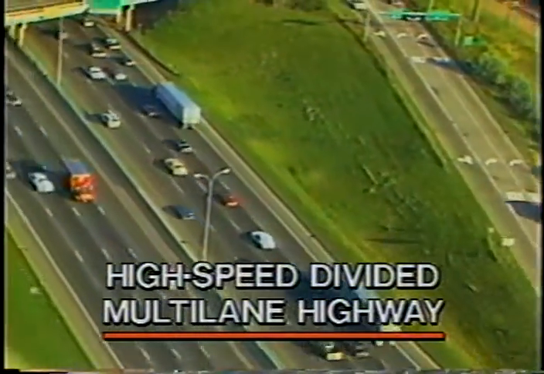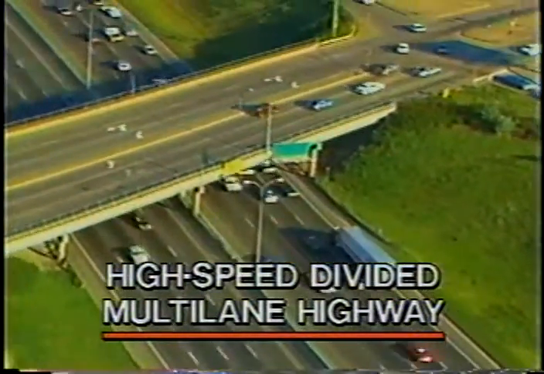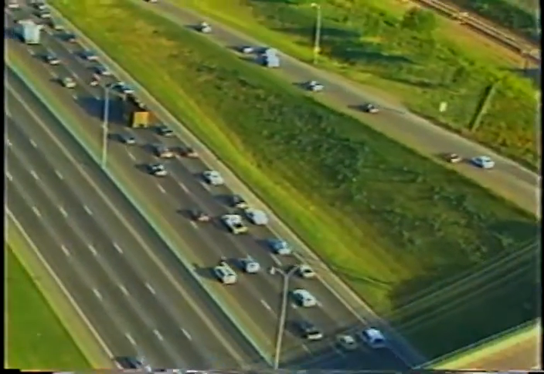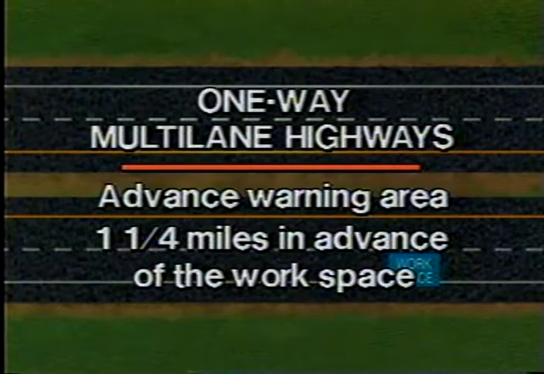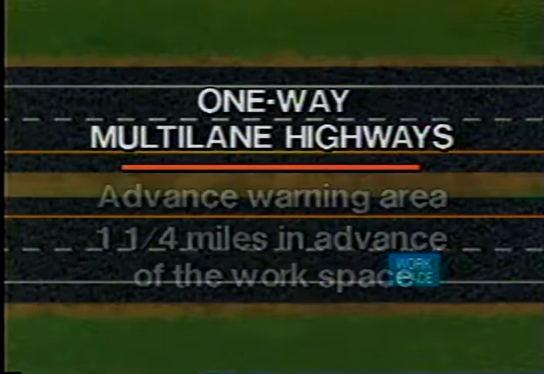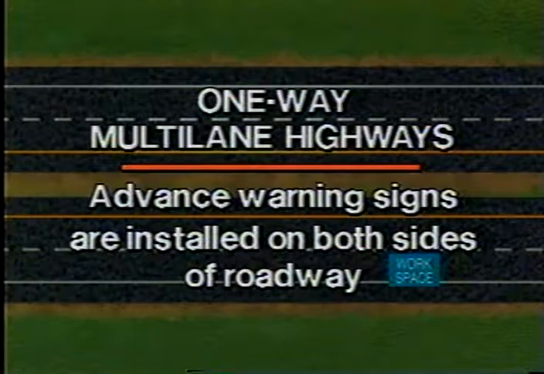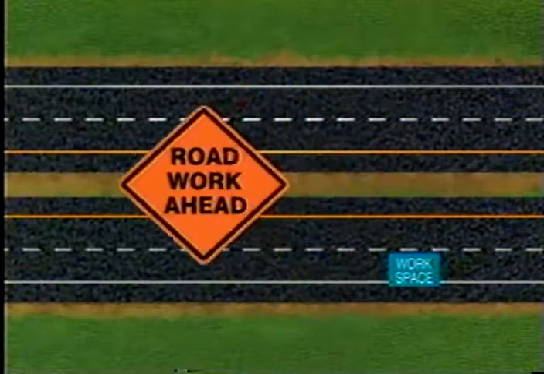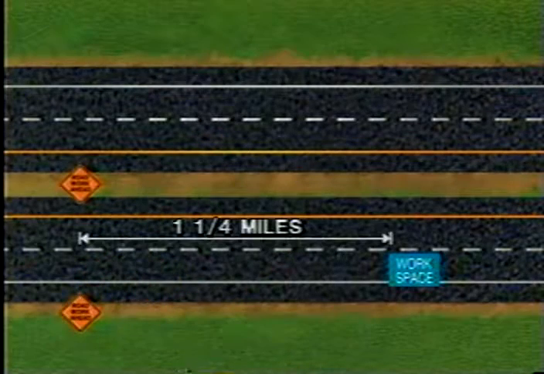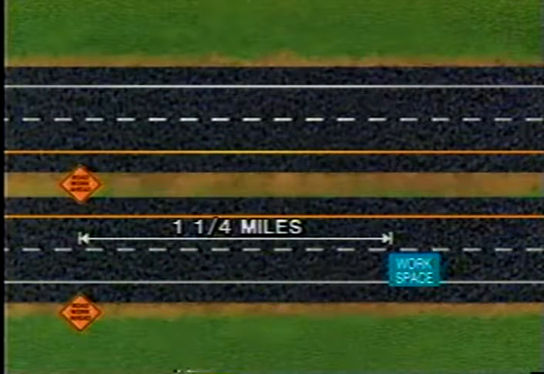The next example will be on a high-speed divided multi-lane highway, where the work being done requires the right lane to be closed. The first element installed is the advance warning area approximately 1¼ miles in advance of the workspace. In the previous examples, the advance signs were installed only to the right of the approaching traffic. However, for one-way multi-lane roadways, the advance signs are generally installed on both the left and right sides of the roadway. The first two signs installed are the two road work ahead signs, 1¼ miles before the workspace on both sides of the roadway.